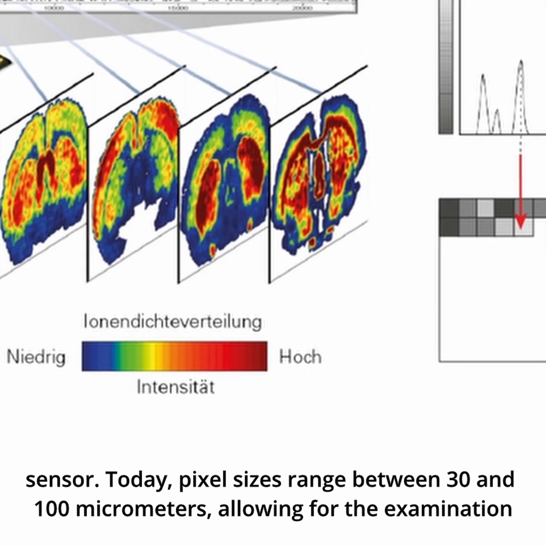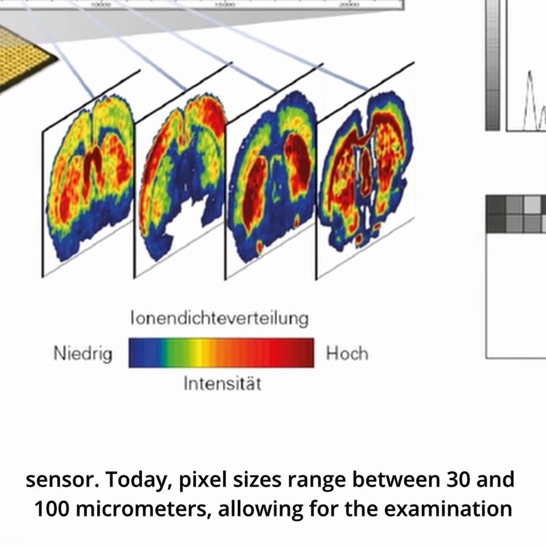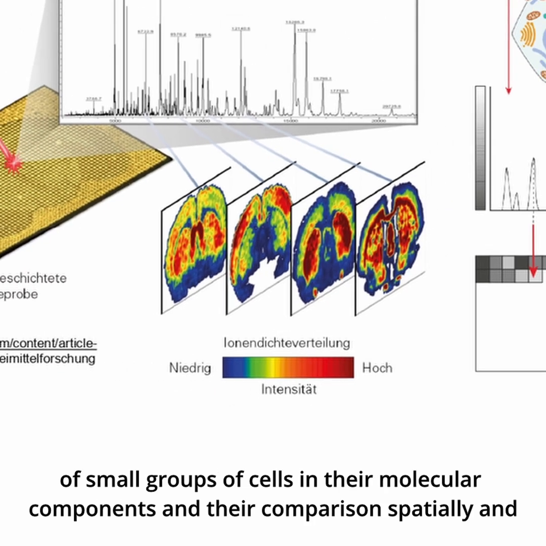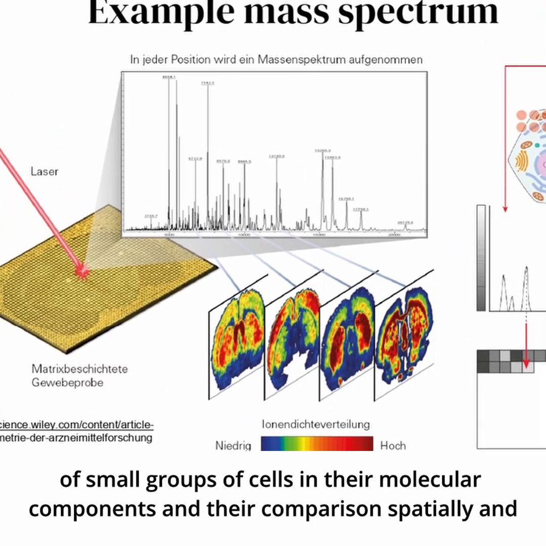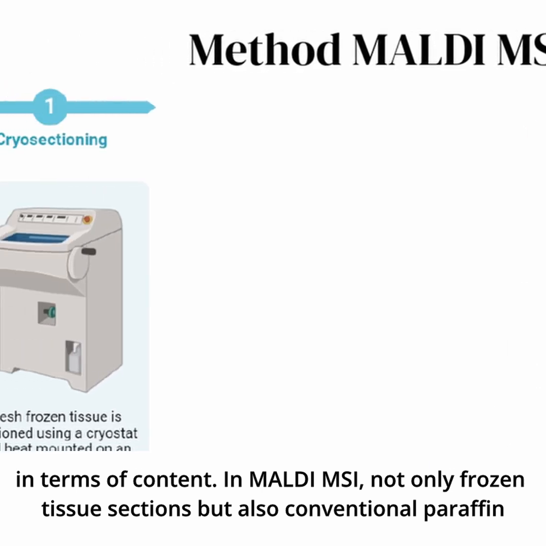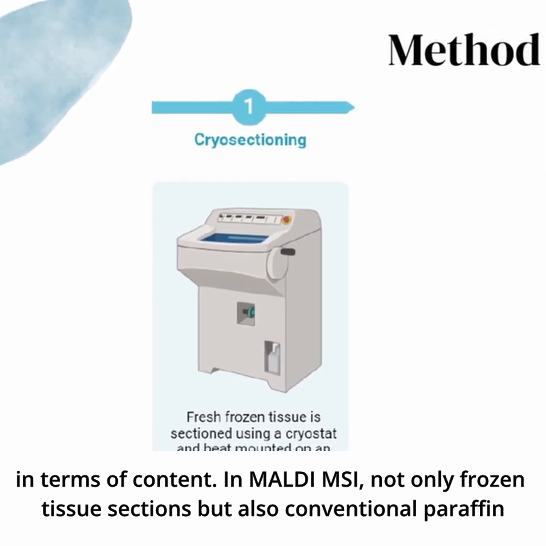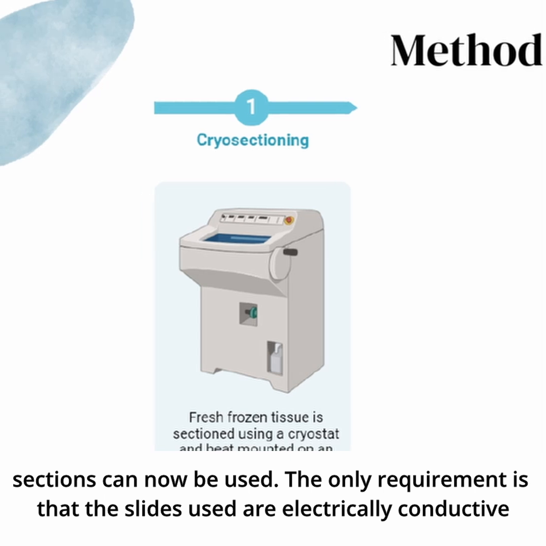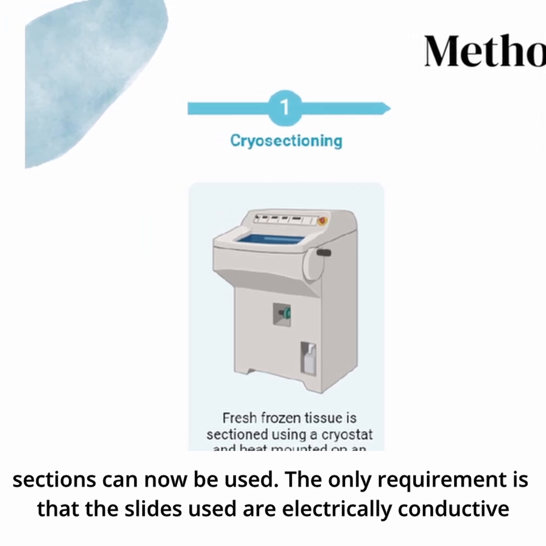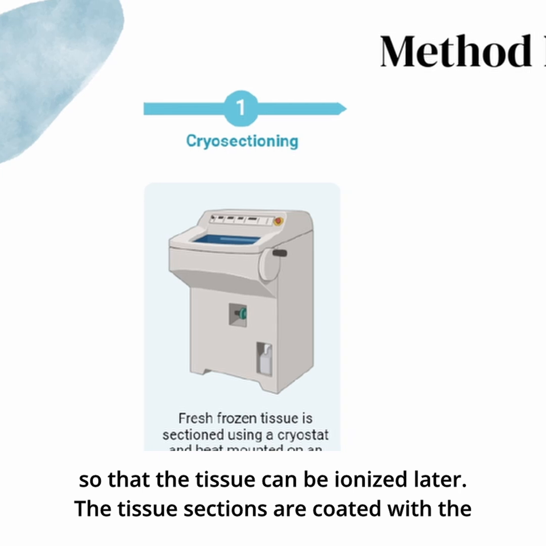Today, pixel sizes range between 30 and 100 micrometers, allowing for the examination of small groups of cells and their molecular components and their comparison spatially and in terms of content. In MALDI MSI, not only frozen tissue sections, but also conventional paraffin sections can now be used. The only requirement is that the slides used are electrically conductive so that the tissue can be ionized later.